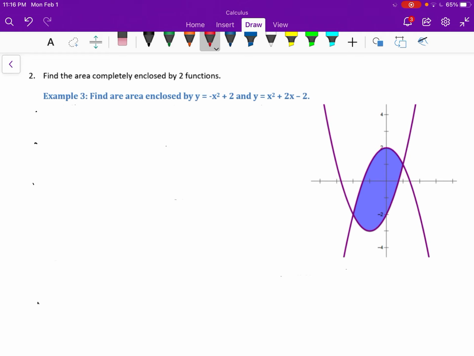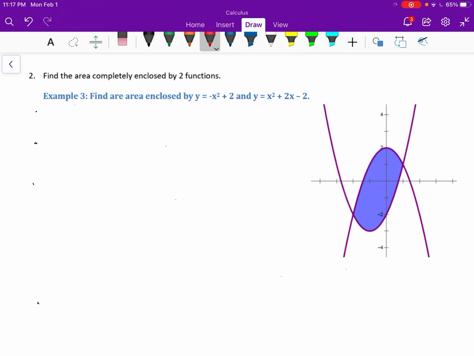So we're going to work through this second part of the lesson where we're finding the area between two curves. This time we're going to be finding the area completely enclosed by two functions. So the issue that comes about here, as we'll look at in this first example, is we have to find where the two graphs intersect. Sometimes it's a pretty easy find, and sometimes it's a little more difficult.